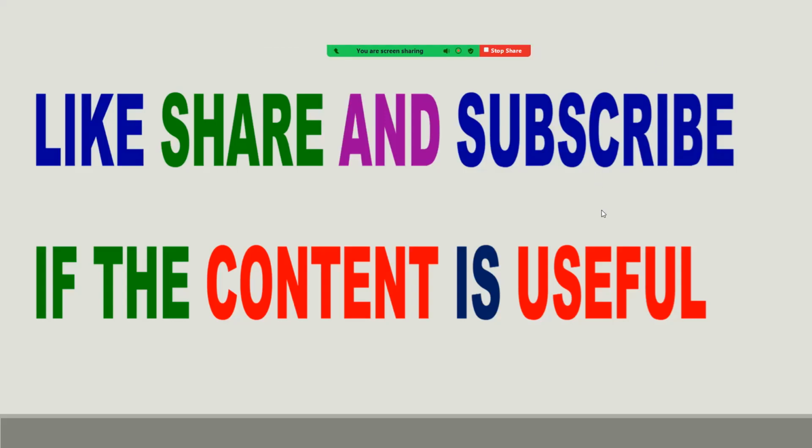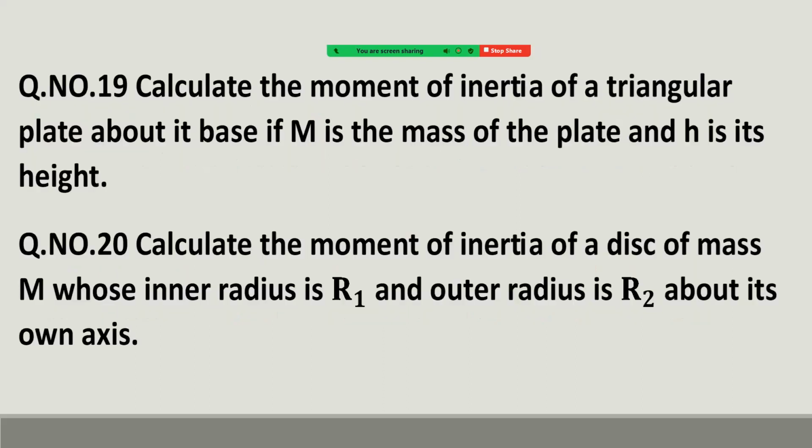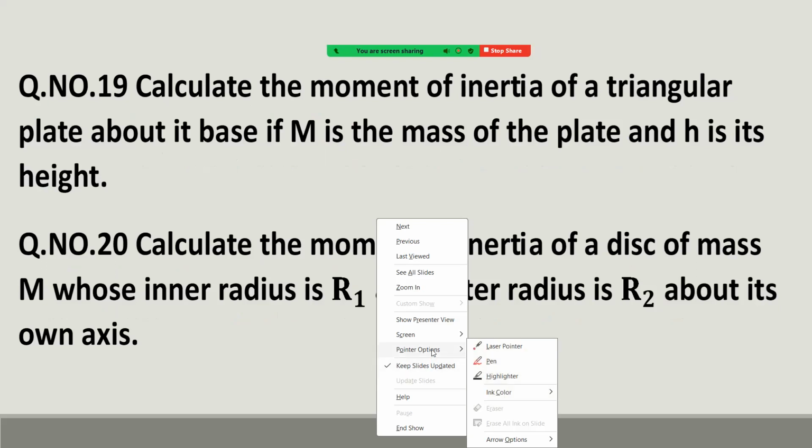Hi students, in this lecture I am going to discuss problems based on moment of inertia. Let us see the first one. Let's see the question.